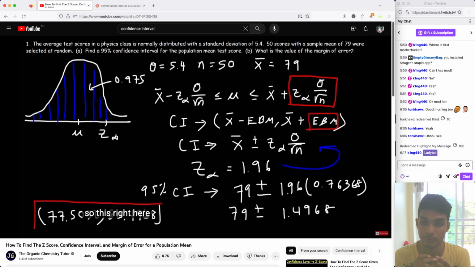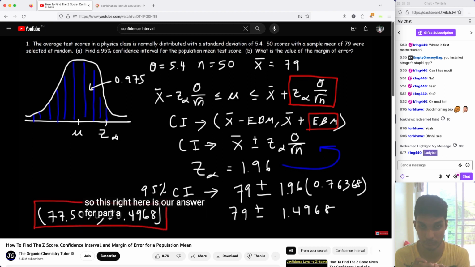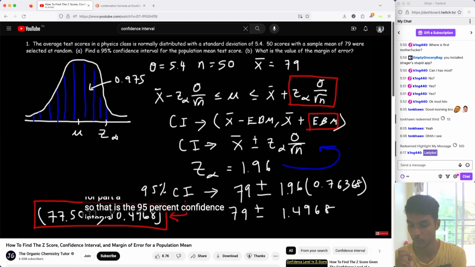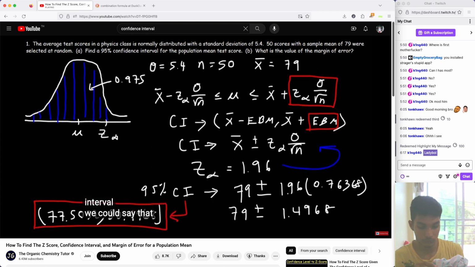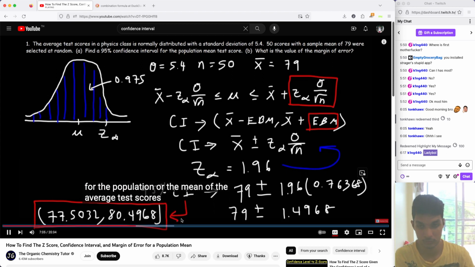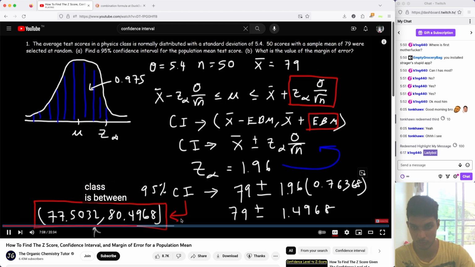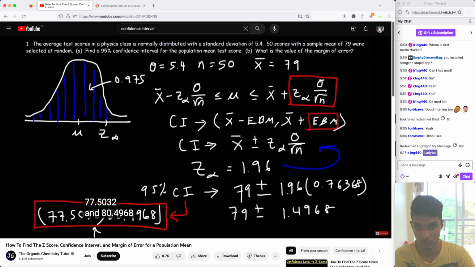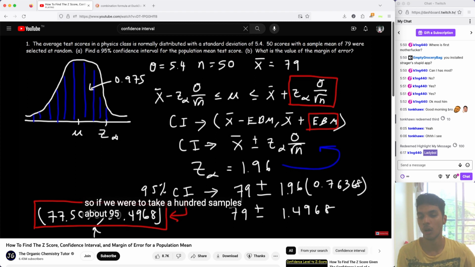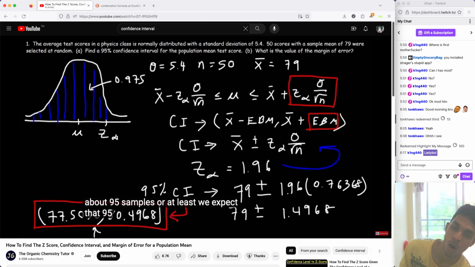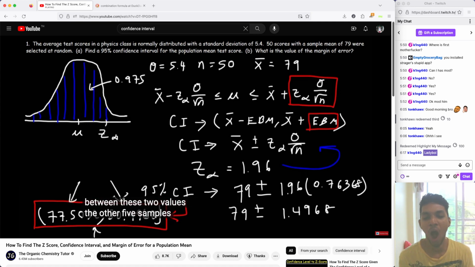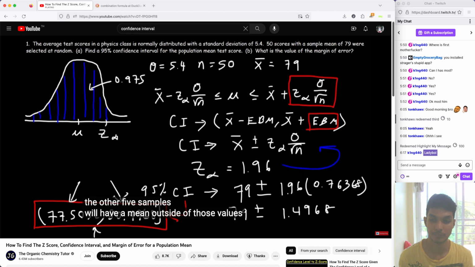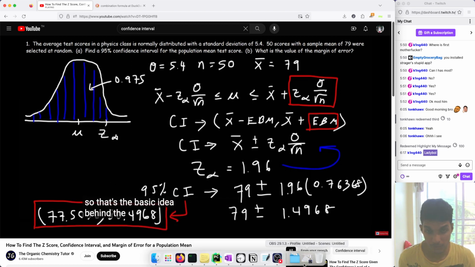So this right here is our answer for part A. So that is the 95% confidence interval. We could say that we're 95% confident that the mean for the population, or the mean of the average test scores in this physics class, is between 77.5032 and 80.4968. So if we were to take 100 samples, we expect that about 95 samples will have a mean between these two values. The other 5 samples will have a mean outside of those values. So that's the basic idea behind the confidence interval.